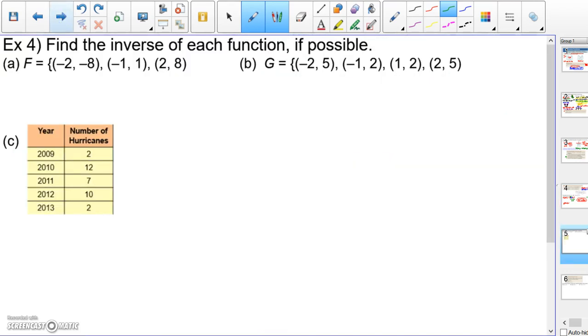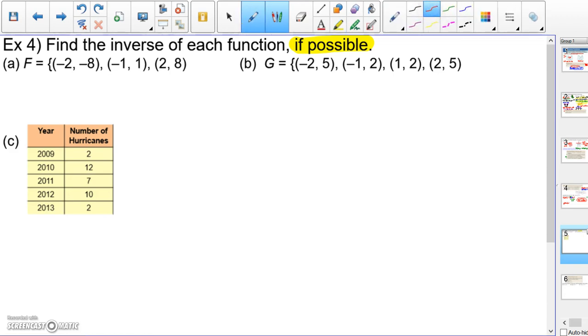Example 4, find the inverse of each function if possible. It's kind of important that I included this language, if possible. I wanted to remind you that you can't find an inverse if it's not one-to-one, okay? So really what you're going to have to do is check and see if it's one-to-one first, okay? If it's one-to-one, then we can find an inverse, and that's really easy. Pretty much you just switch x and y. If it has an inverse, you're just going to switch x and y, but let's see if it's even one-to-one.